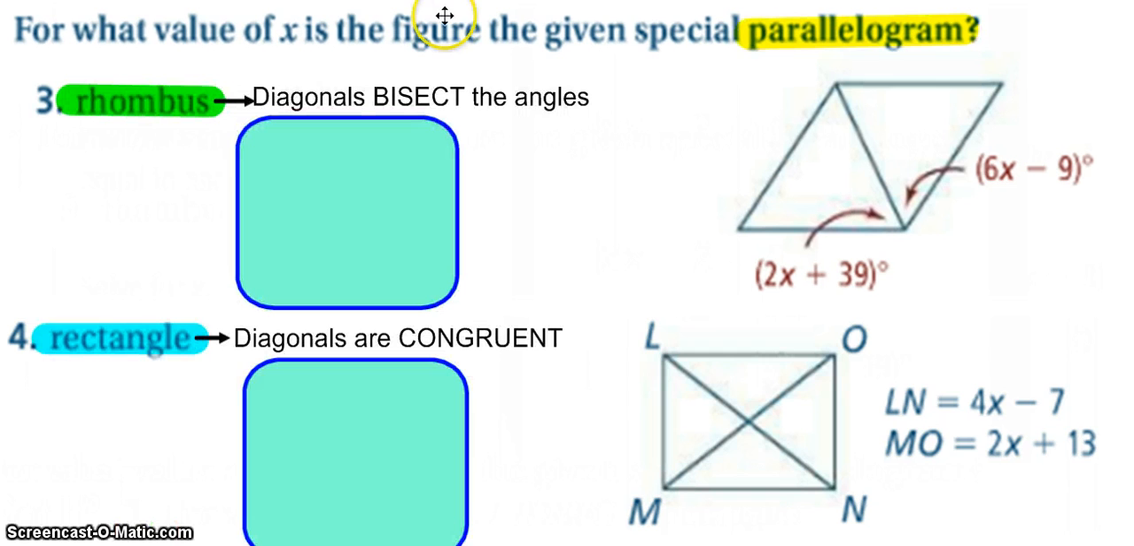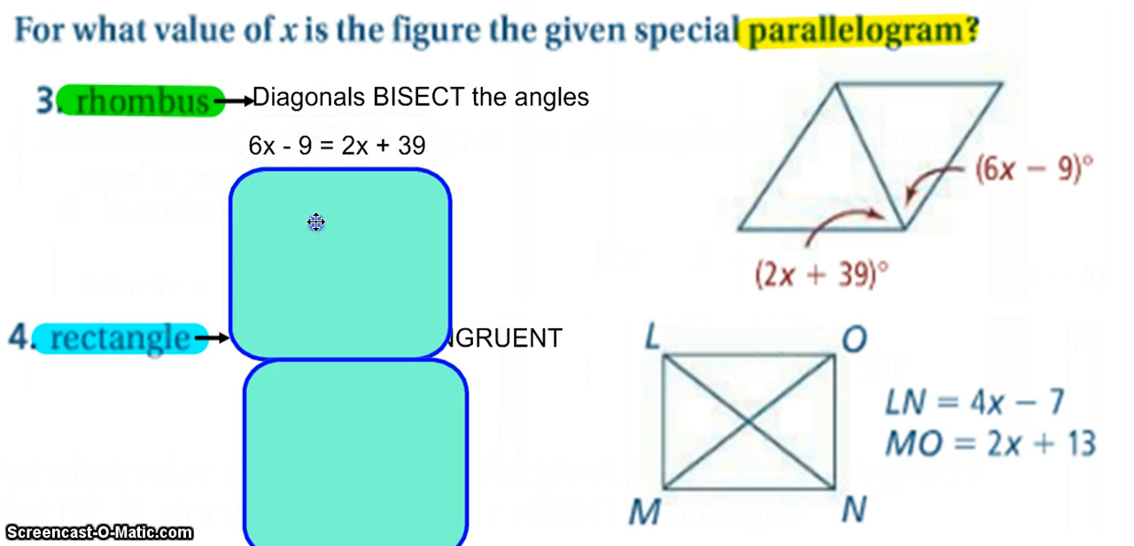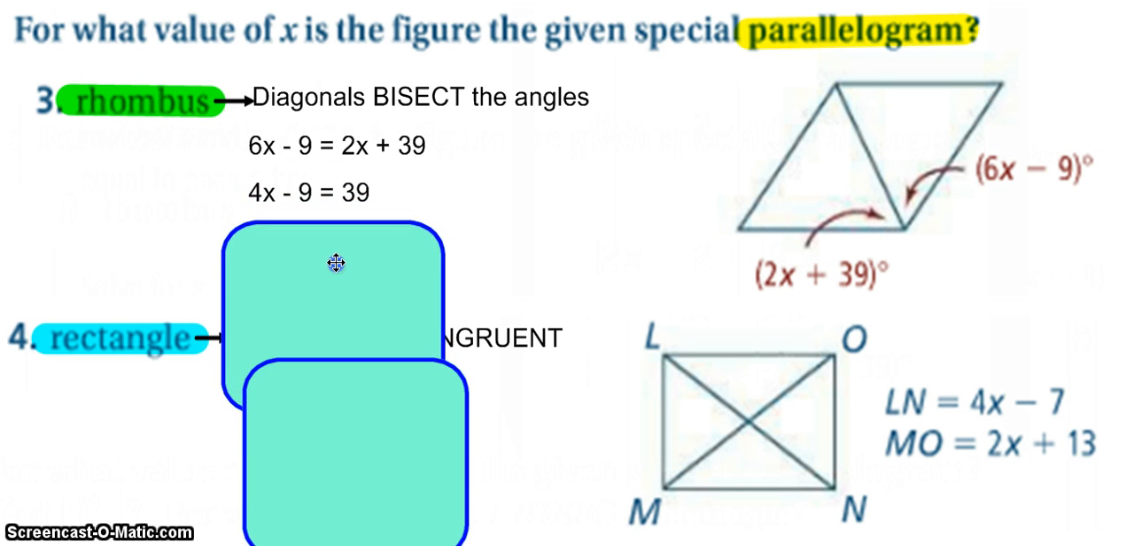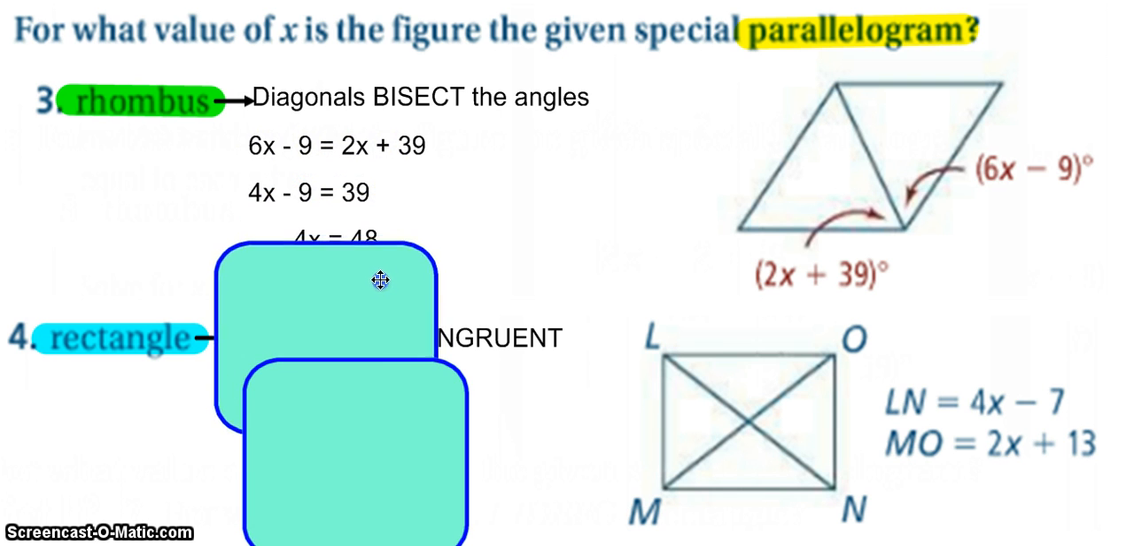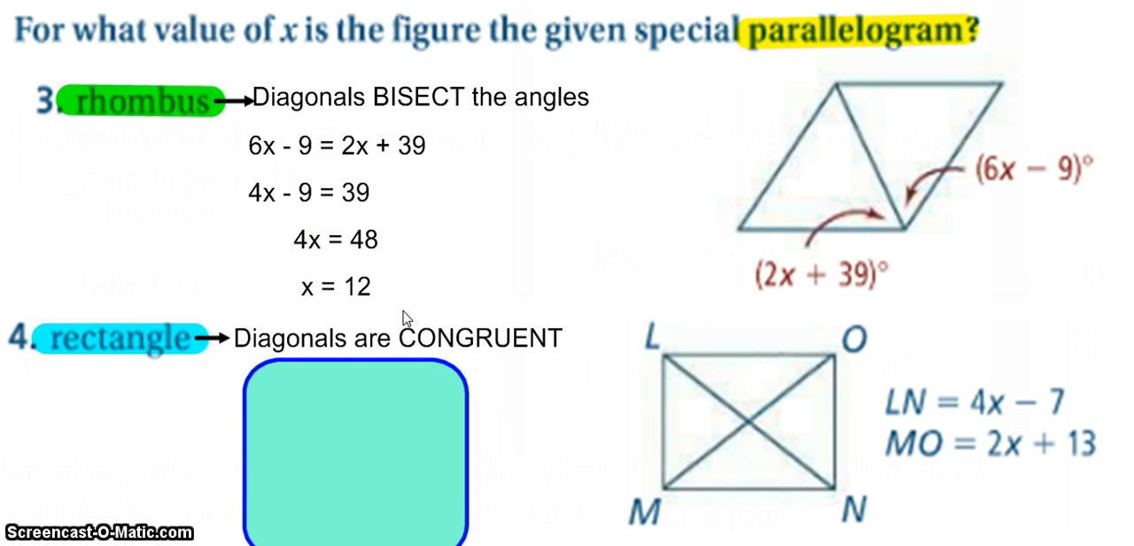So if you're struggling to figure this out, what you need to remember about the rhombus is that our diagonals always bisect the angles, and in a rectangle, our diagonals are always congruent to each other. So when we start number 3, I can set up the equation that my 6x minus 9 angle would be equal to my 2x plus 39 angle, and then I can say 4x minus 9 because I subtracted 2x from both sides. Then I add 9 to both sides, and then to get rid of the coefficient of 4, I just divide by 4, finding that my value of x is 12.